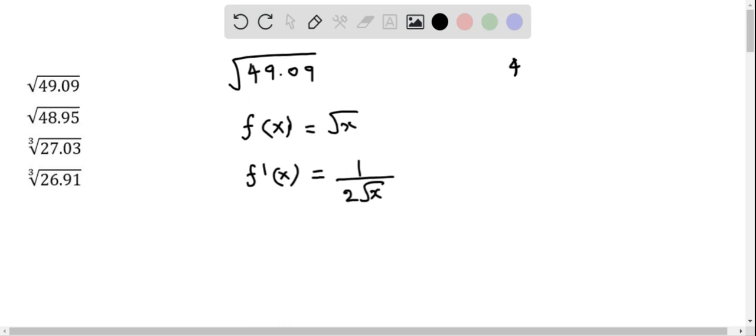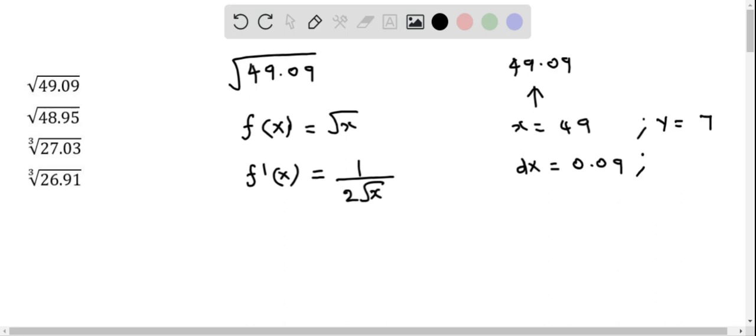Now considering 49.09, we consider x equal to 49. If x equals 49, then the change in x, delta x, or we can write this as dx, is equal to 0.09. And if x equals 49, this implies y equals square root of 49, which is 7. Then we have to find dy.